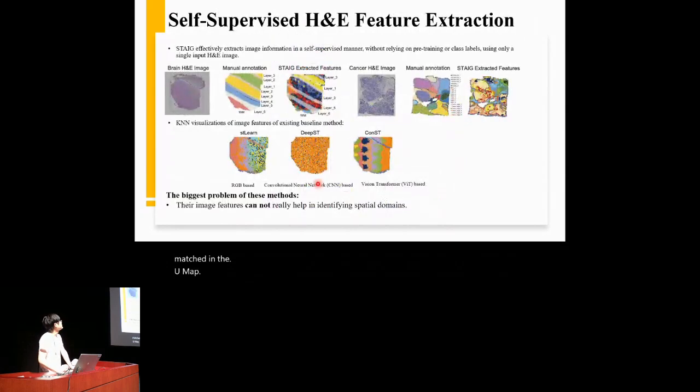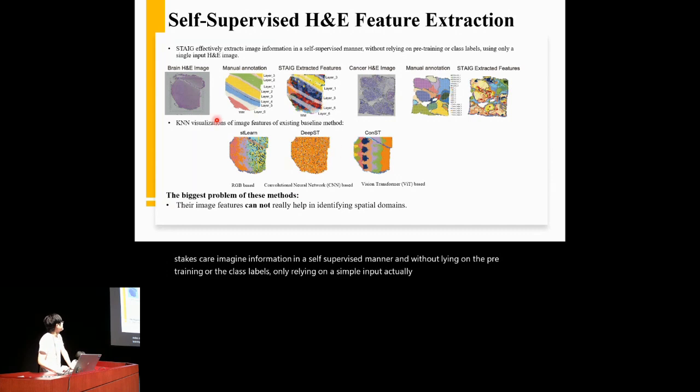And next, I want to talk about the imaging feature extraction for STAIG. STAIG can extract imaging information in a self-supervised manner, without relying on pre-training or class labels, only relying on a simple input of HE images. As we can see, this is the HE image of a brain. It's hard to recognize, and it's also difficult for the machine to recognize which layer is different from the other layers.